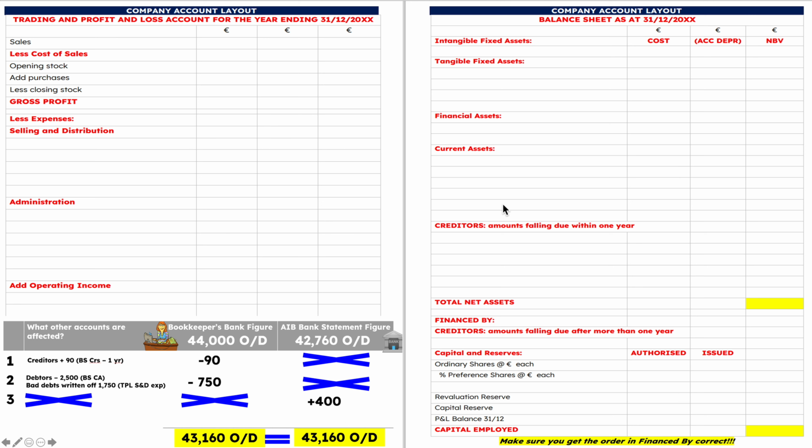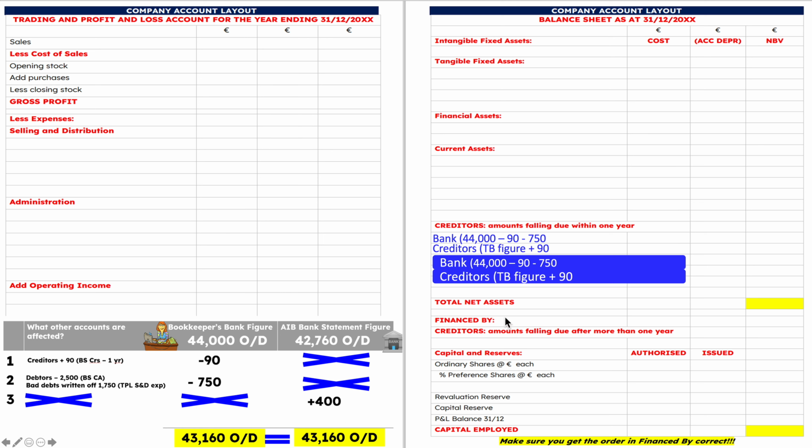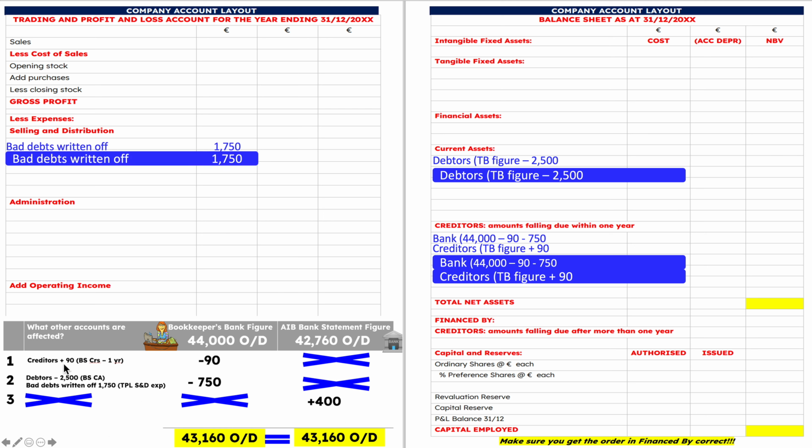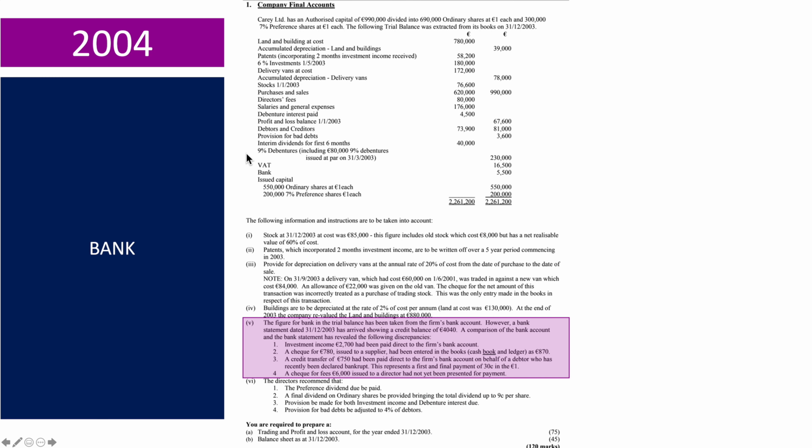So how's it going to look in the accounts? We've got the bank overdraft: 44,000 minus 90 minus 750 is your 43,160. Your creditors, we will add €90 to the trial balance figure. Your debtors, you will minus 2,500 from the trial balance figure, and your bad debts written off in your selling and distribution expenses is going to be 1,750. And that is that.